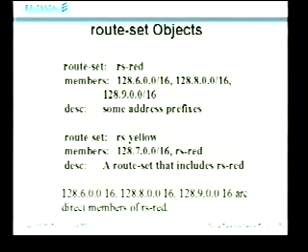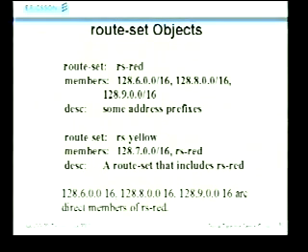I should say that a route set is a set of route prefixes. That does not mean it's a set of RPSL route objects. It's a set of route prefixes. Okay?